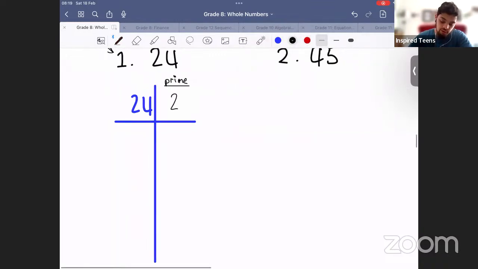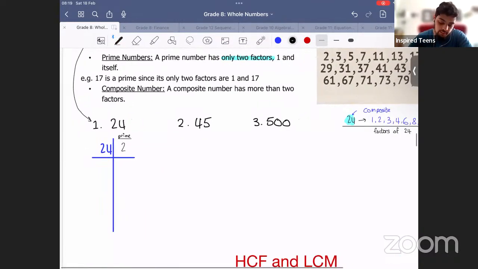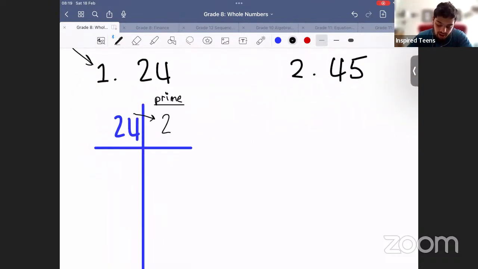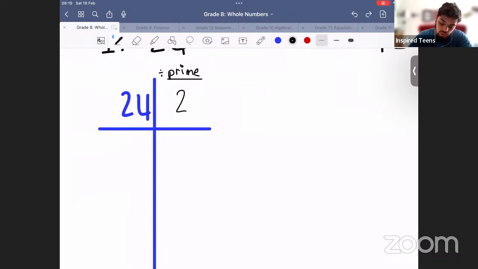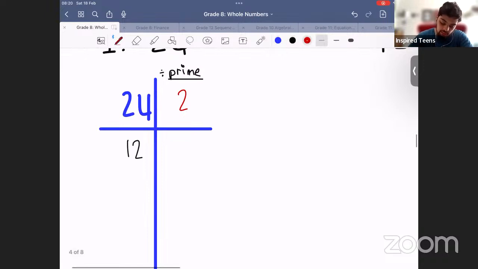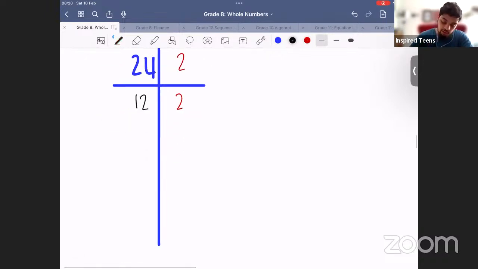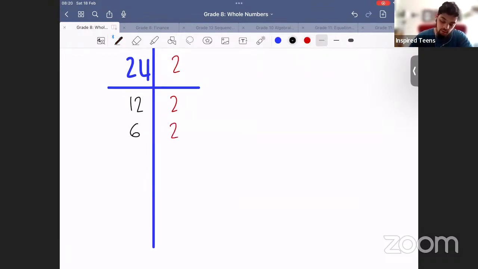Now I need to remember we are writing it as a product of its prime factors, so I'm going to divide by prime numbers only. I'm going to divide this 24 by 2 and put the number below 24. When I divide 24 by 2, I get 12. Now I need to take this 12 and divide it by another prime number, and 2 can go into it as well. When I divide 12 by 2, I get 6, which I need to divide by a prime number. I can use 2 again. 6 divided by 2 gives 3.